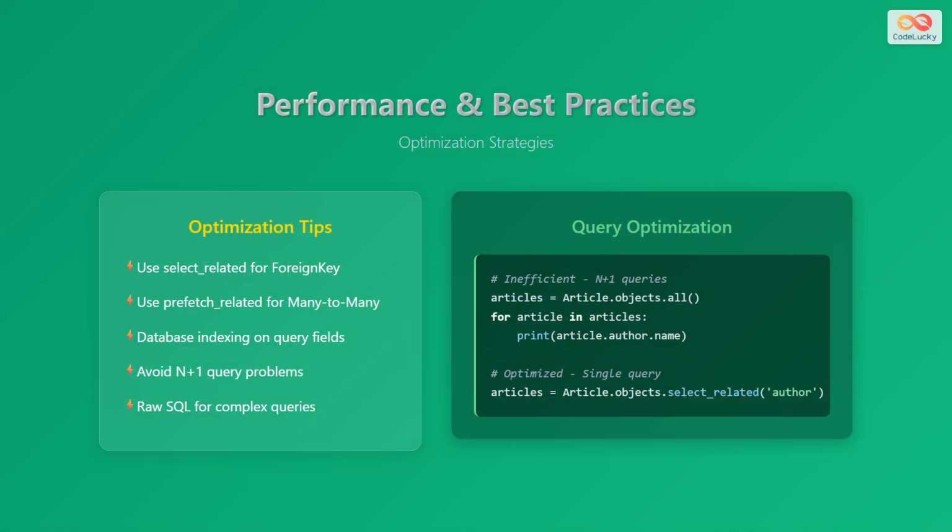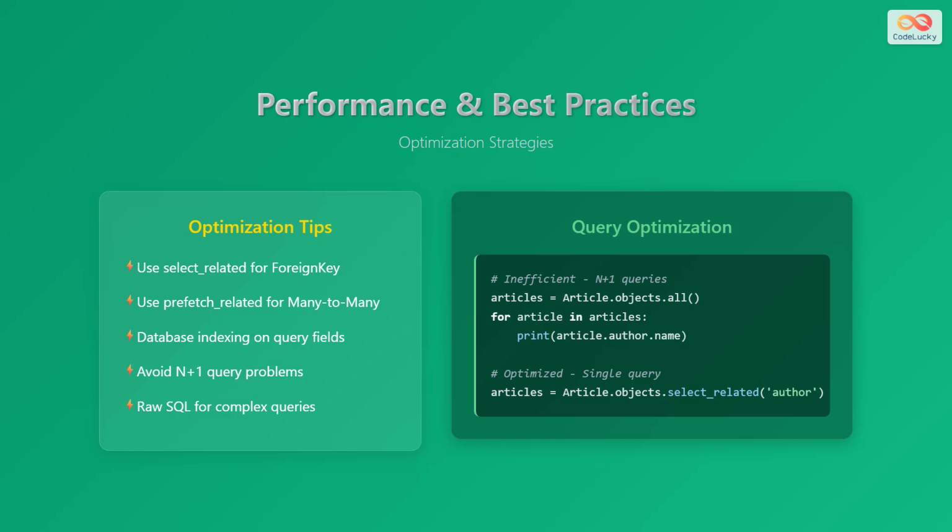Optimizing Django applications requires understanding database query patterns and ORM behavior. The select_related method efficiently loads related objects in a single query for foreign key relationships, while prefetch_related optimizes many-to-many and reverse foreign key queries. Database indexing on frequently queried fields dramatically improves performance. The N+1 query problem occurs when loops trigger additional database queries for each iteration. Raw SQL can be used for complex queries that are difficult to express through the ORM.